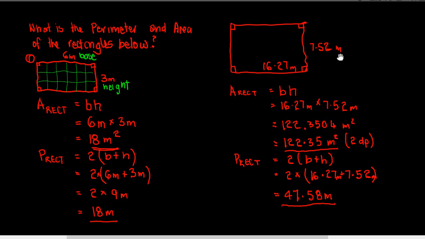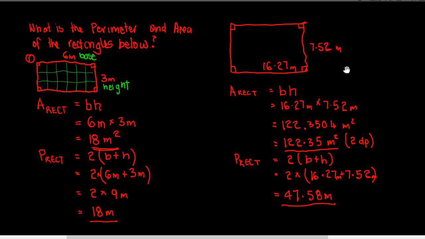So let's have one now where we've got quite different numbers. This might be a large room or something. So the area of the rectangle equals base times height. In this case equals 16.27 meters base times 7.52 meters height. We multiply that out on our calculator because we can't really do that one in our head very quickly. And we get 122.3504 meters squared. I've accounted for the meters squared.